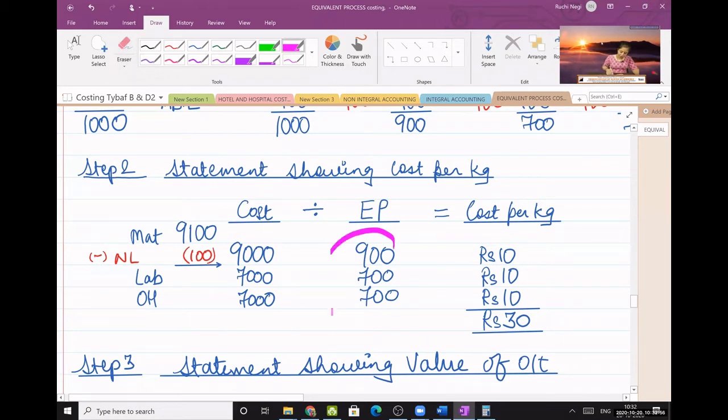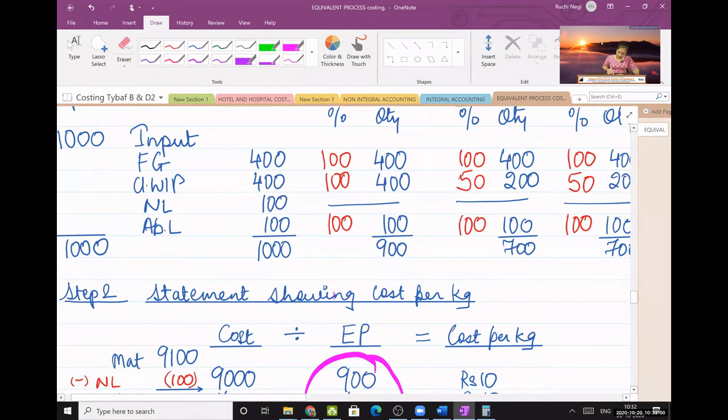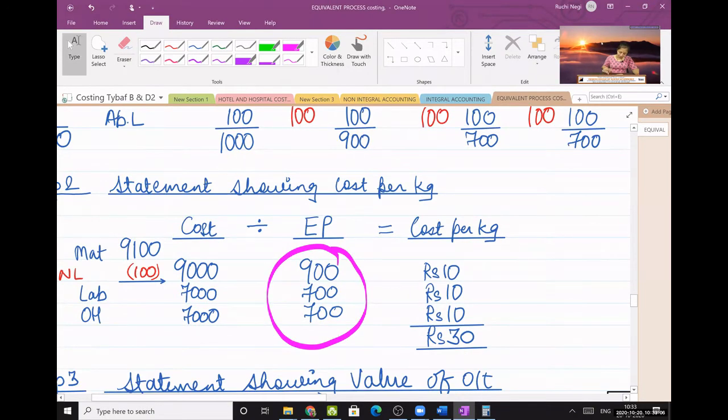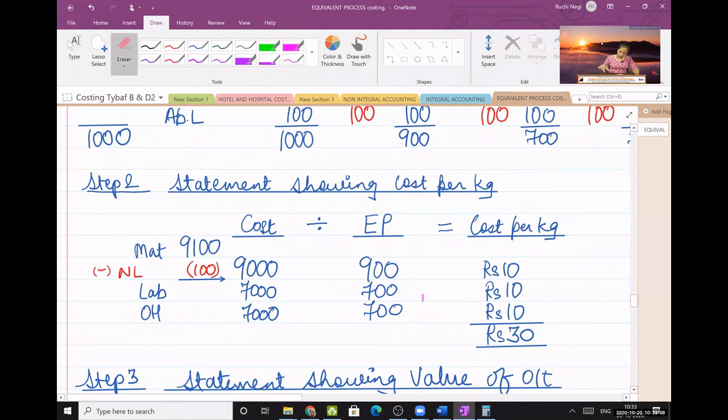And how do you get this? This is there in step 1. See, it's in step 1, right? 900, 700, 700 quantity. Okay, so what is my total cost price? 30. And I also know the breakup of the 30: 10, 10, 10.